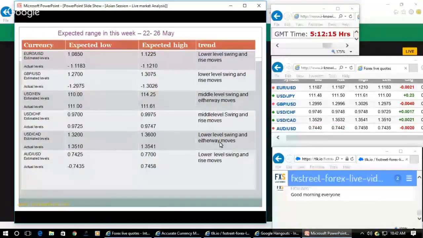Coming to the levels in which the currencies are expected to swing, euro could form the low at 1.0850 and the high could be 1.1225. Not much of a high level might be seen this week. Then GBP could go down to the 1.27 area, and then the high could be 1.3075.